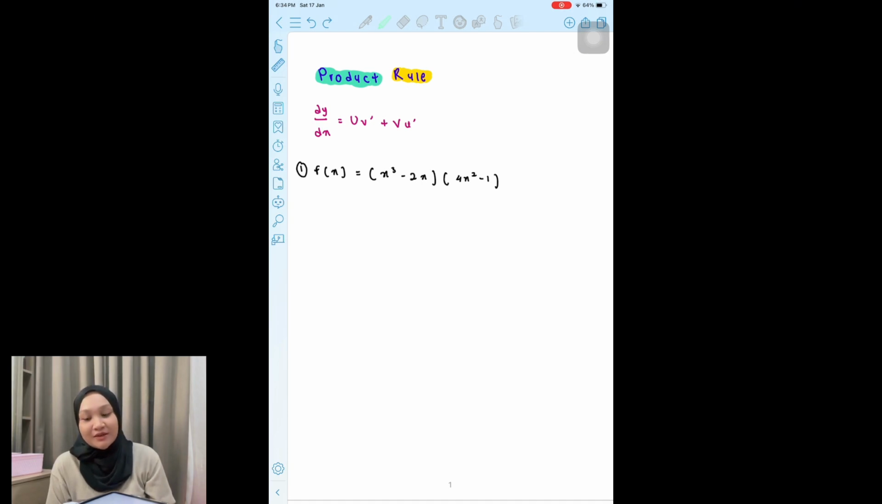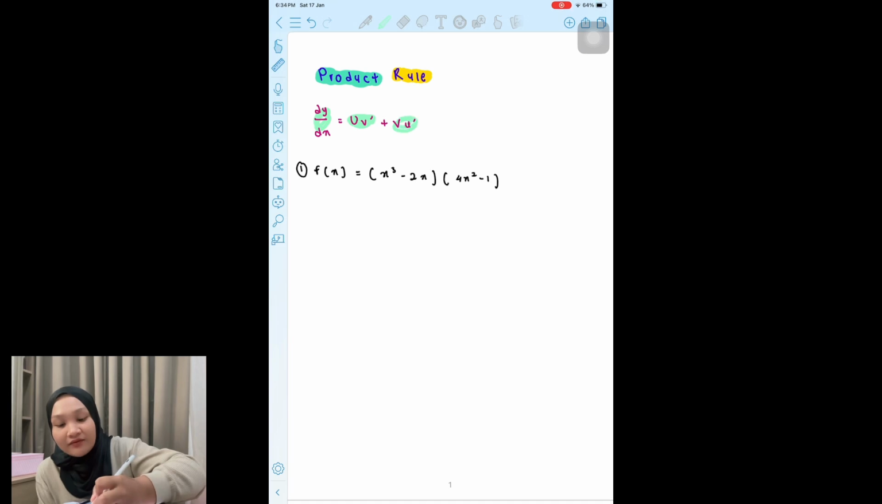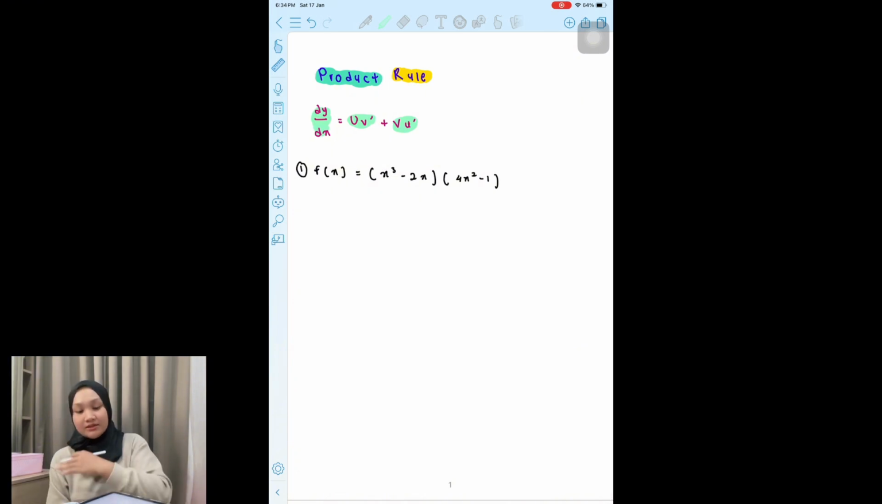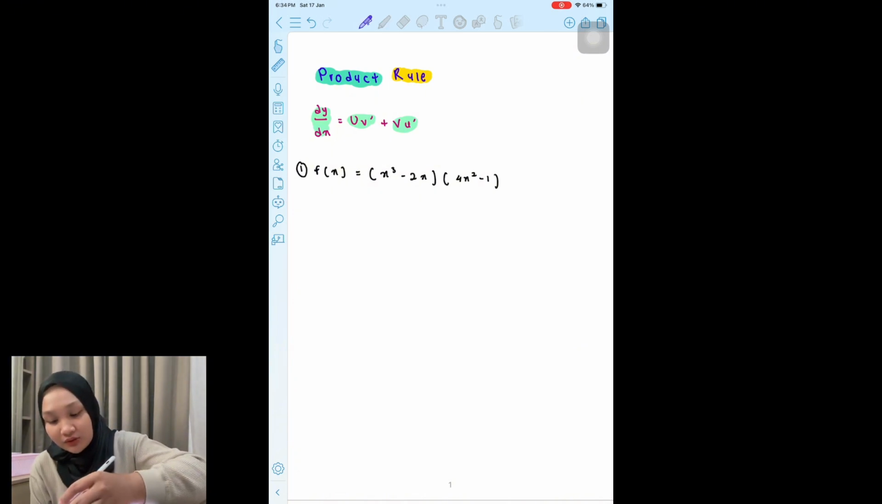I will show an example of a question using the product rule. For the first one, as we know, the formula of the product rule is dy/dx equals uv prime plus vu prime. So, we go to the first question, which is f(x) equals x cubed minus 2x times 4x squared minus 1. First, we need to label where is the u and where is the v. So, the first one is the u, and the second one is the v.